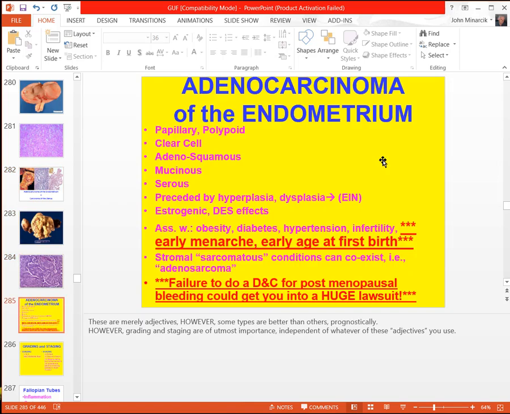Okay, how about if we go to 285 now? The more a woman is exposed to estrogen during her lifetime, like an early menarche or an early age of first birth, the more likely she is to develop adenocarcinoma of the endometrium. And also, if a woman comes in with bleeding after her menopause, where she's not supposed to bleed at all, and you don't do a D&C, you might be missing a cancer. I know a couple of guys that were sued because of this too. Okay, well that's not only a no-brainer, but that's something that was a USMLE factoid.